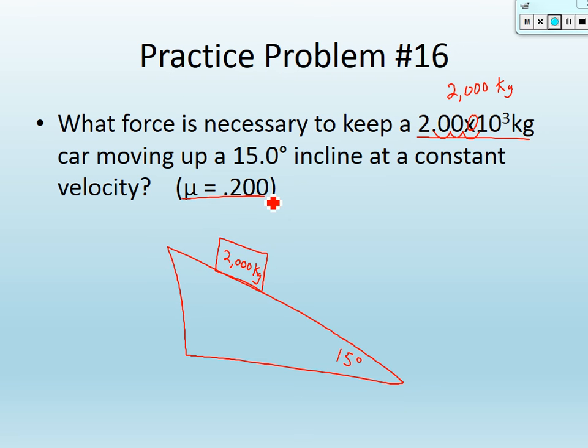Another thing that we can get out of this question is it says that it's constant velocity. It wants to keep moving up. So it's going to move up the ramp. This is the applied force, right? So we know there's an applied force. But constant velocity, what does that tell us? Balanced forces. Yep. Okay.